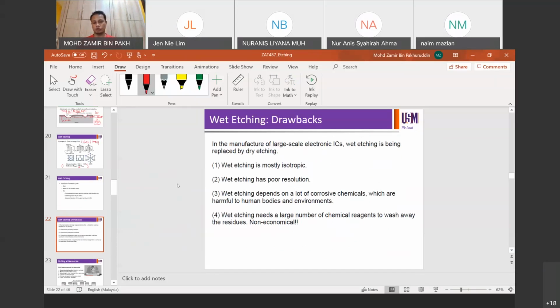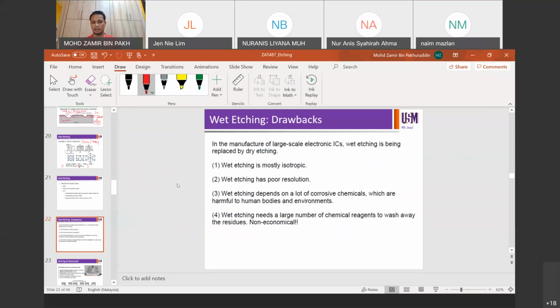Wet etching has poor resolution. If you're talking about resolution, we're talking about small features. Because wet etch is more relevant for micron features, even though in some cases it might also be good for nanoscale features, generally the resolution of the wet etching process is poorer compared to dry etch. Wet etching depends on a lot of corrosive materials, which are harmful to human bodies and the environment. All the acids, all the alkaline solutions are dangerous, hazardous to the environment and ourselves as well.